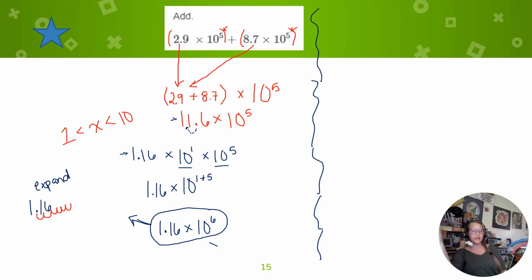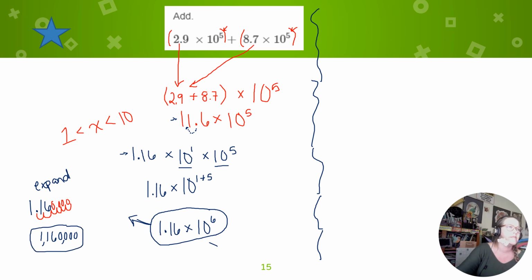What do I do with my blank spaces? That's right, I add zeros. 1, 2, 3, 4. So my answer for my expanded version over here will actually be 1, 1, 6, 0, 0, 0, 0. Get in my commas, 1,160,000. Let's see if we get the same answer on the other side if we expand it right off the bat.